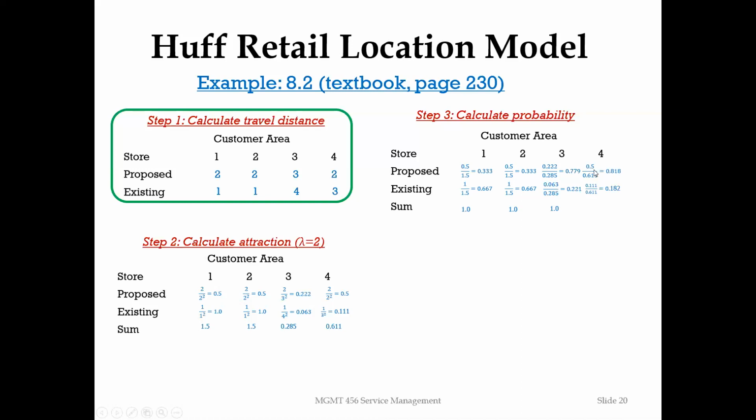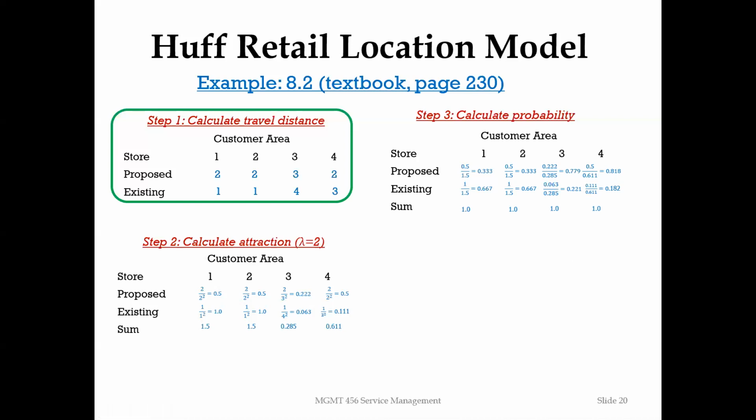For customer area 4, we'll do the same thing. 0.5, the attraction for the proposed store, divided by the total attraction, 0.611. And then for the existing store, 0.111 attraction divided by the total attraction. If you add the two numbers, the total purchasing probability will be 1 as well. So this completes step 3.